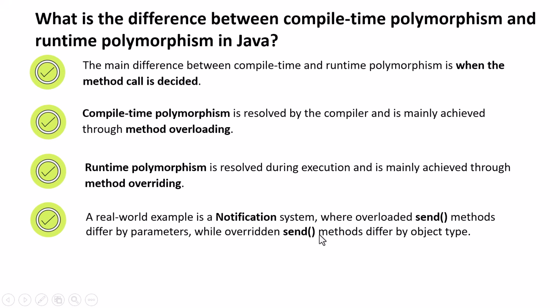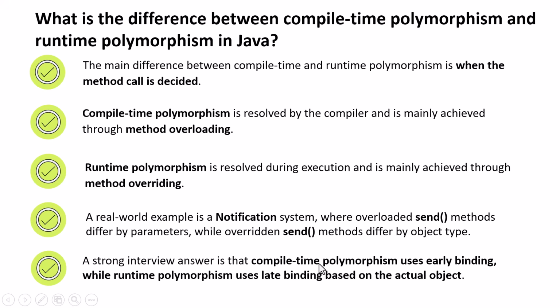The main difference is that compile-time polymorphism gives early binding, while runtime polymorphism gives late binding. This means one is decided before the program runs and the other is decided while the program is running. So the best interview answer is this. Compile-time polymorphism is achieved by method overloading and is resolved by the compiler, while runtime polymorphism is achieved by method overriding and is resolved during execution based on the actual object.